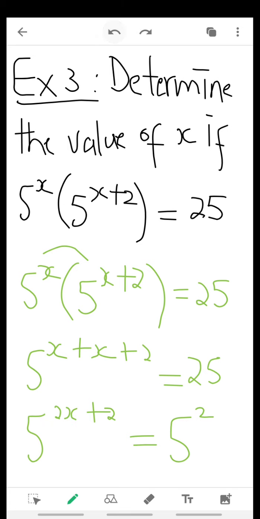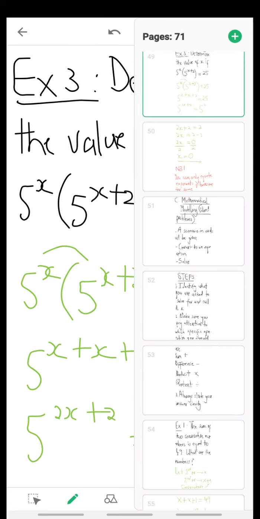Very, very important, please: we are not multiplying the exponents here. Multiplying same base, we add the exponents. So we'll be having 5 to the power 2x plus 2, all equals to 25. But remember, 25 equals to 5 squared. Equal bases, therefore we equate the exponents. It will be 2x plus 2, all equals to 2.